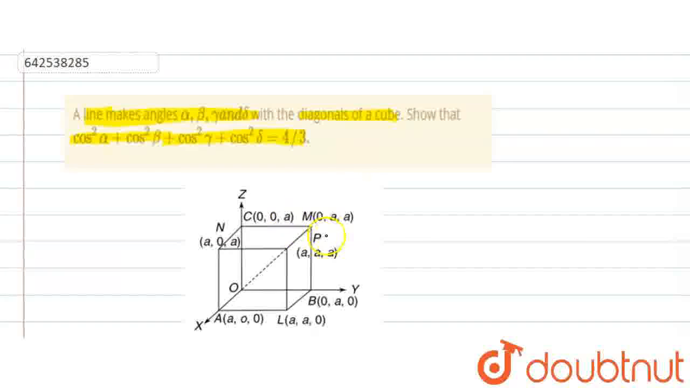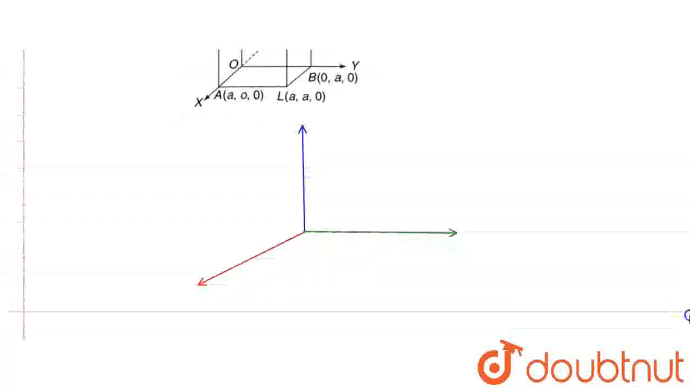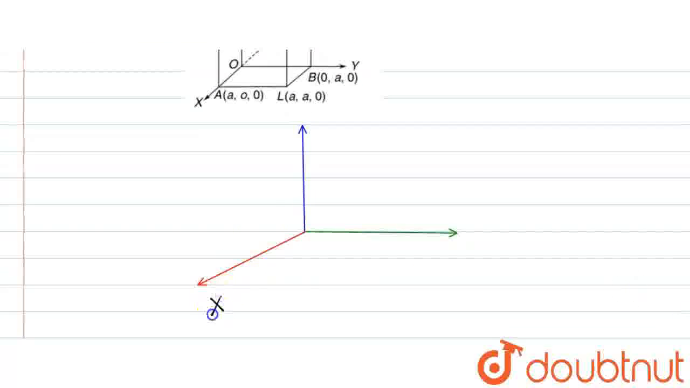So to understand this figure, let us first understand the x, y and z axis. This is the x axis, this is y axis and this is z axis. The axis between x and y axis is xy axis. The axis between y and z axis is yz axis. The axis between z and x axis is zx axis.